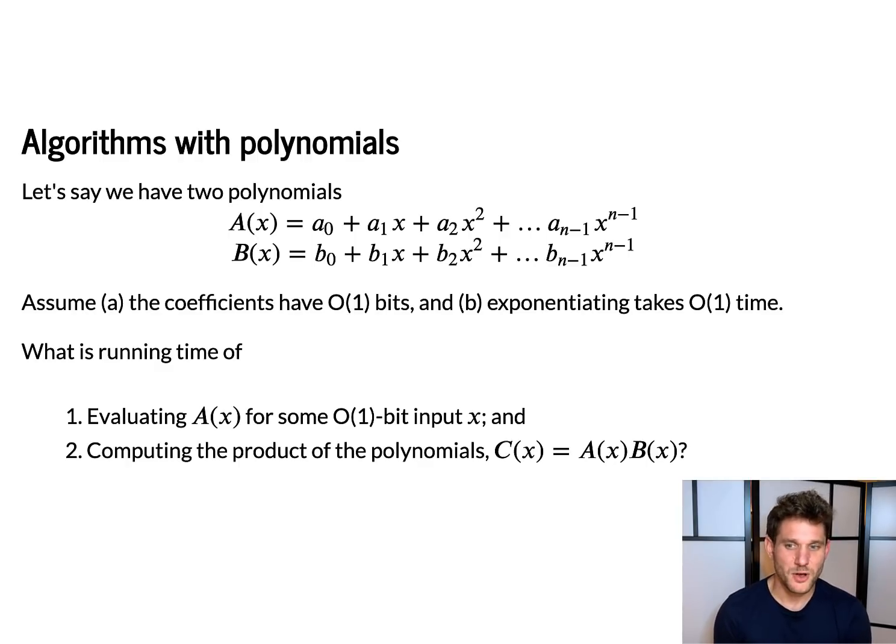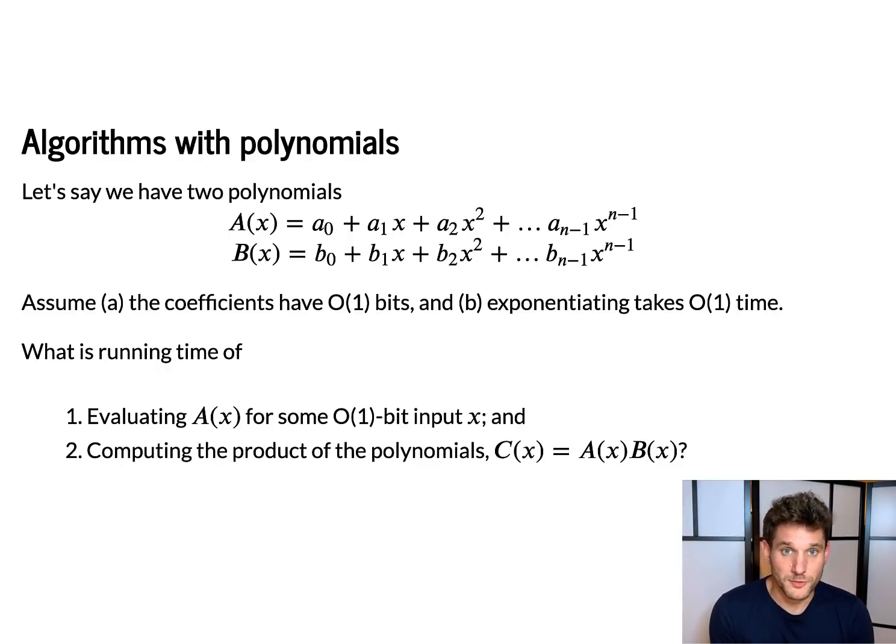So just for now, assume that all these coefficients have O of 1 bits, some constant many bits, and also assume that when we're trying to evaluate these polynomials, taking some value x which has a constant number of bits and exponentiating that to some power, let's say 5 or n or whatever, takes constant time. We're not going to worry too much about the details of exponentiation. In the examples that we use, we can assume that the exponentiation can be done very quickly.